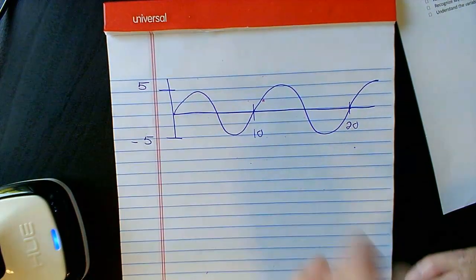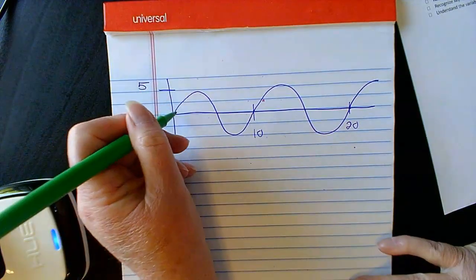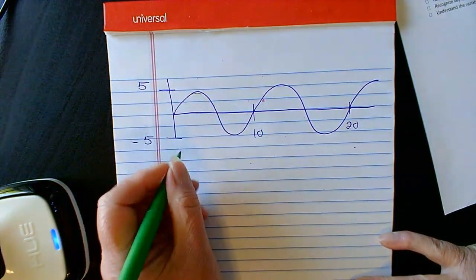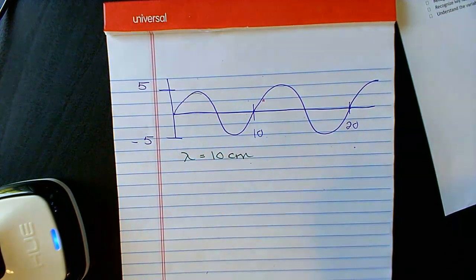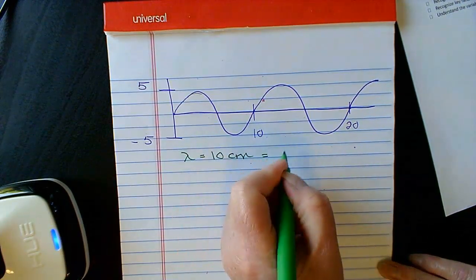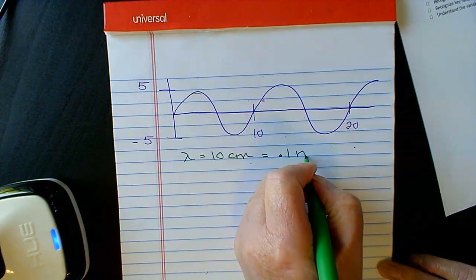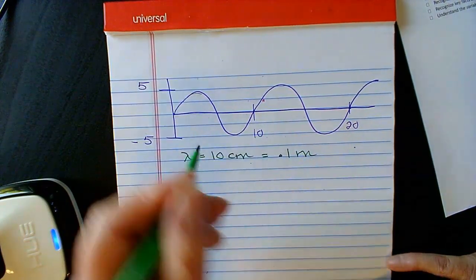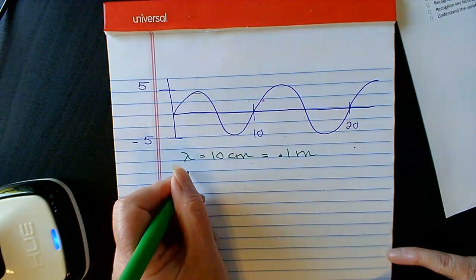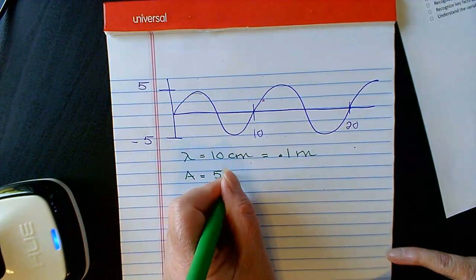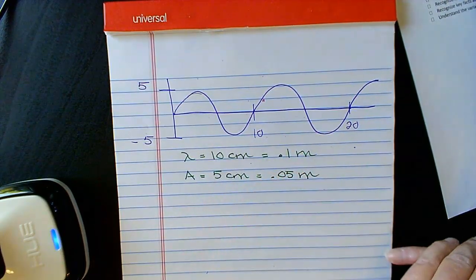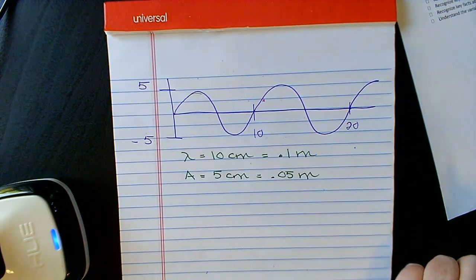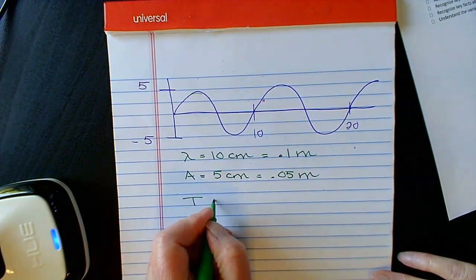All right, determine the wavelength. The wavelength is the length of a complete wave. So wavelength equals 10 centimeters. I might want to write that in meters, so 0.1 meters. What is the amplitude? The amplitude is how high the wave is. That would be 5 centimeters or 0.05 meters. Determine the frequency of the wave. I should have added period to that list. So let's find the period.